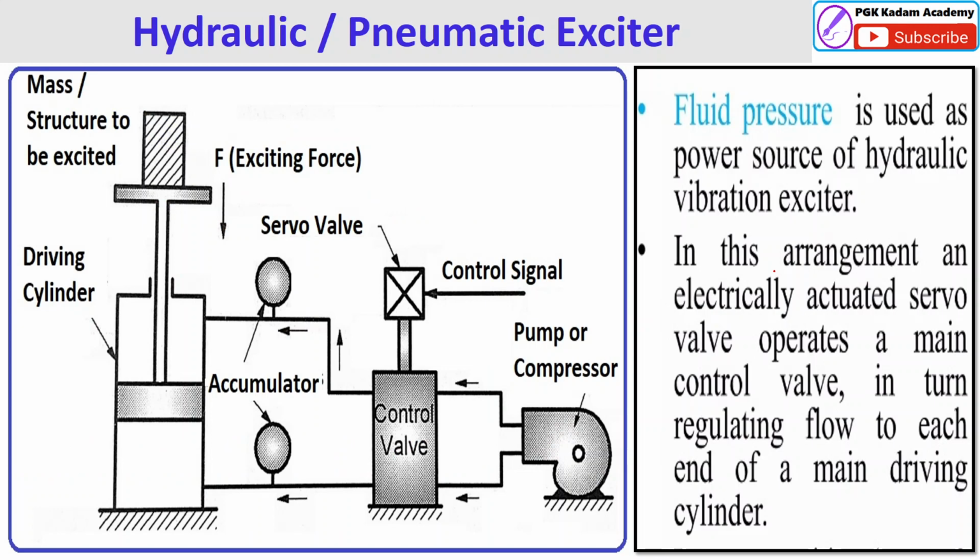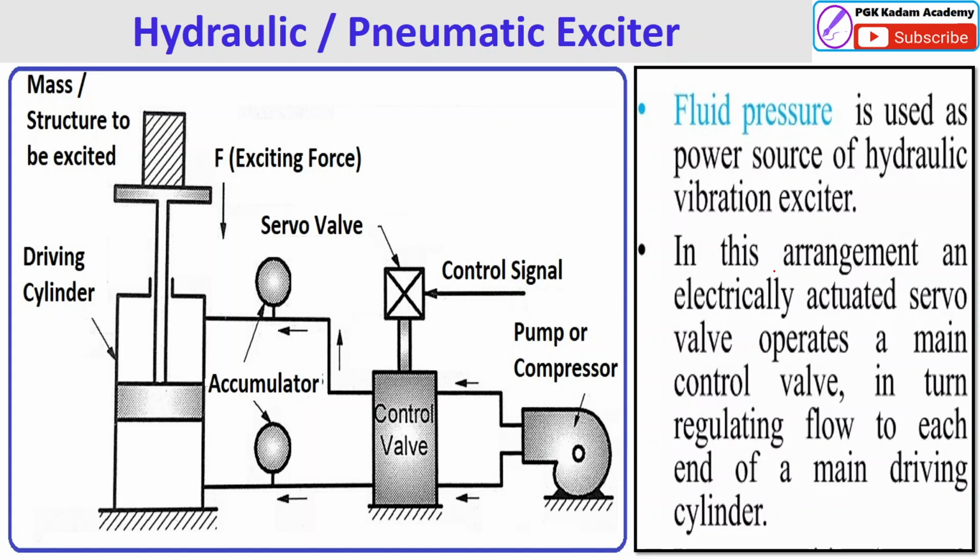Now the hydraulic and pneumatic exciters. Here fluid pressure is used; the mechanical and electrodynamic exciters we have already studied. Generally, those are used for limited force and a limited frequency range. When exciters are needed for larger force capacity and a wider frequency range, hydraulic and pneumatic exciters are used in industry. These are mostly preferred. Here you can see the block diagram.